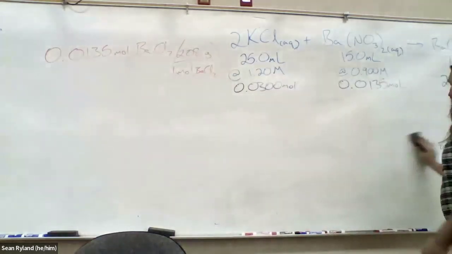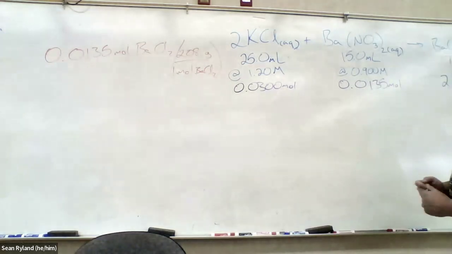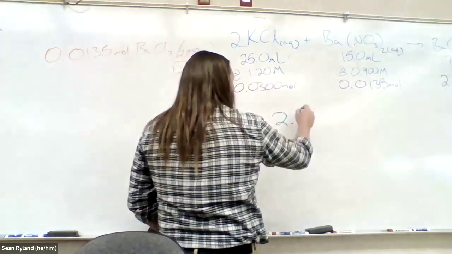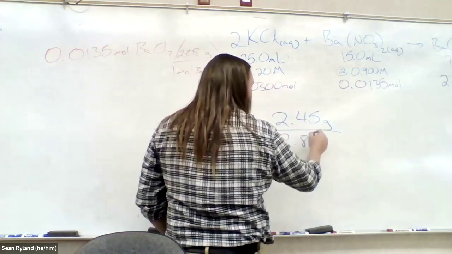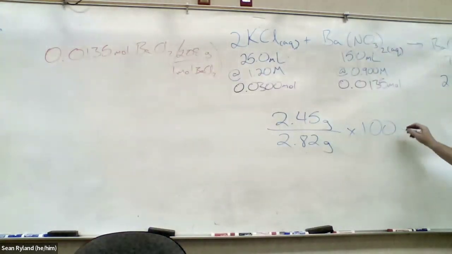I know this is all review, but is it really seeming like it's making sense now? Like you could do this on your own, right? Ideally. If not, you should be getting closer to it at least. So the percent yield's then going to be 2.45 grams divided by 2.82 grams times 100. Something around 80%.